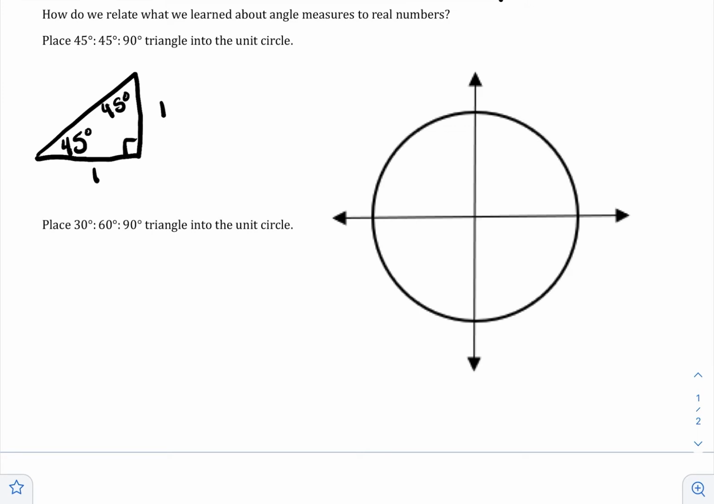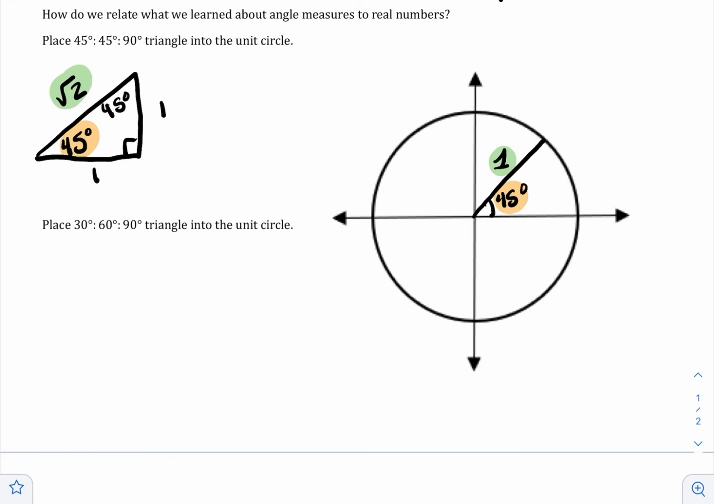I made this one, and I made this radical 2. Now, I want to place this triangle inside the unit circle. I know that 45 degrees is here. This is 45 degrees. So I want this 45 degrees to match with this 45 degrees. But remember that this has a radius of 1, so that number has to be 1. And if we take a look at it right now, the issue is that I want this to be 1, but this is radical 2. So that's not going to fit in there.